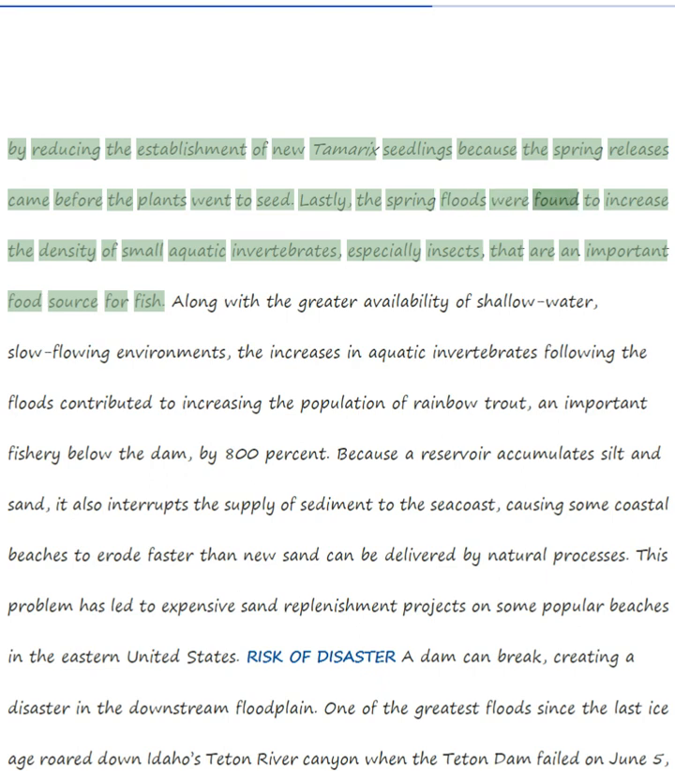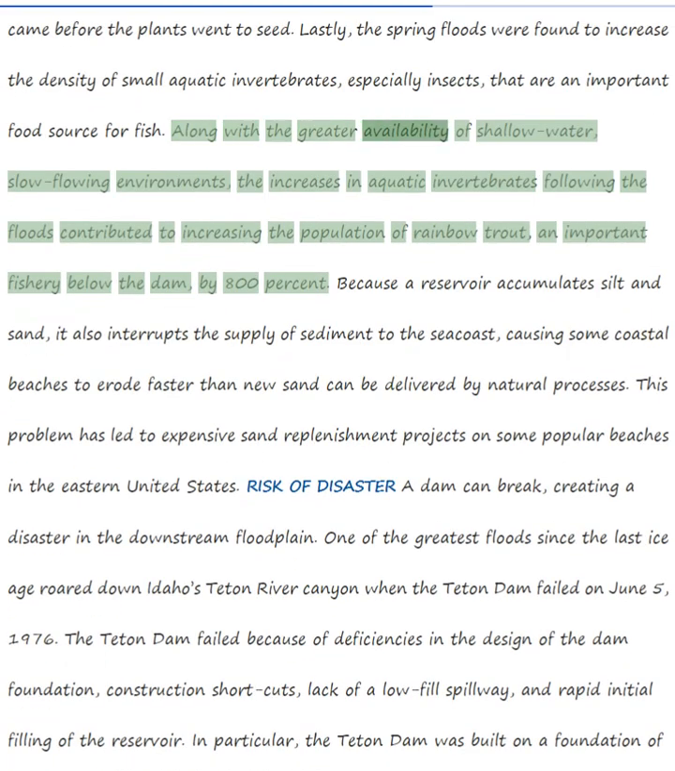Lastly, the spring floods were found to increase the density of small aquatic invertebrates, especially insects, that are an important food source for fish. Along with the greater availability of shallow water, slow-flowing environments, the increases in aquatic invertebrates following the floods contributed to increasing the population of rainbow trout, an important fishery below the dam, by 800%.